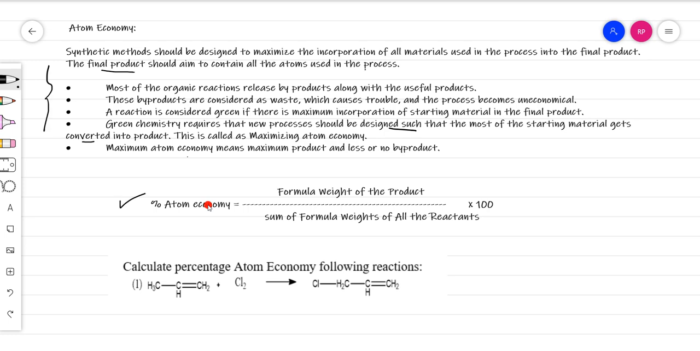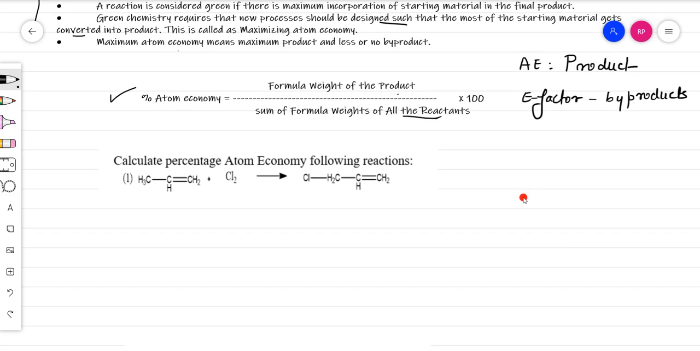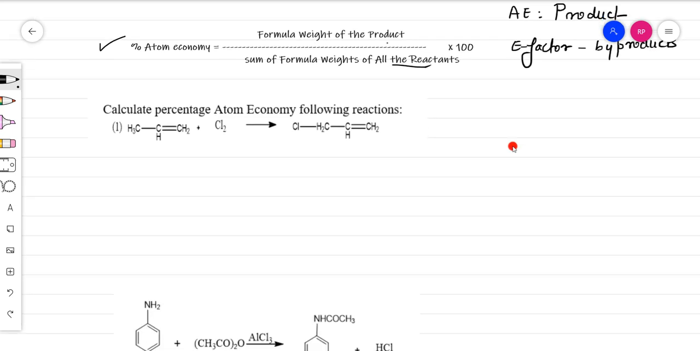Now for every reaction we can calculate atom economy using the formula: formula weight of the product divided by the sum of formula weights of all the reactants, times 100. In atom economy, we consider only the product. Remember this. In E factor, which I'll be posting later, we consider only the byproduct. This is the difference between the two. At the end, I'll give you a brief idea about E factor and compare atom economy and E factor. So let's see some of the numericals.